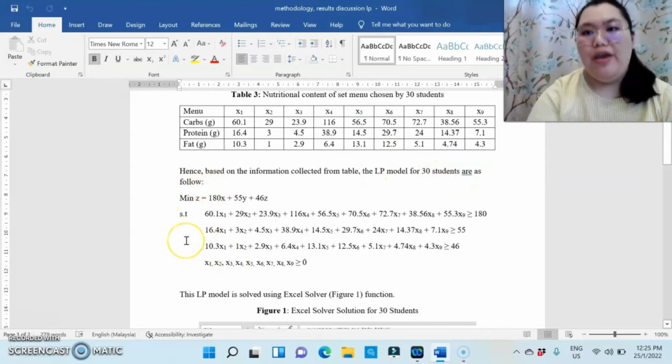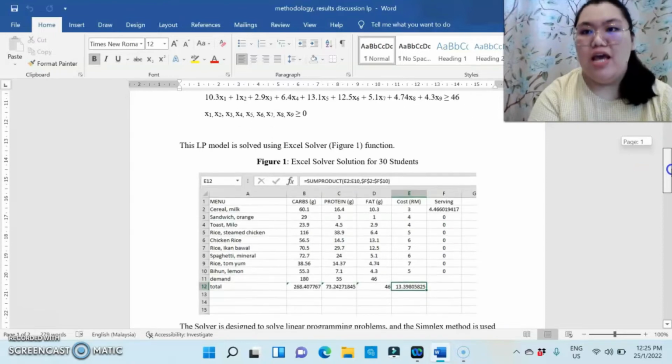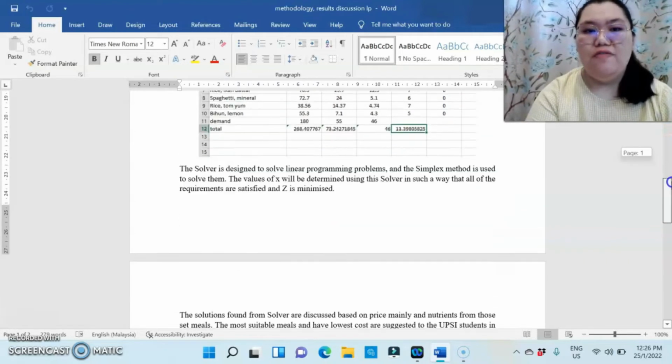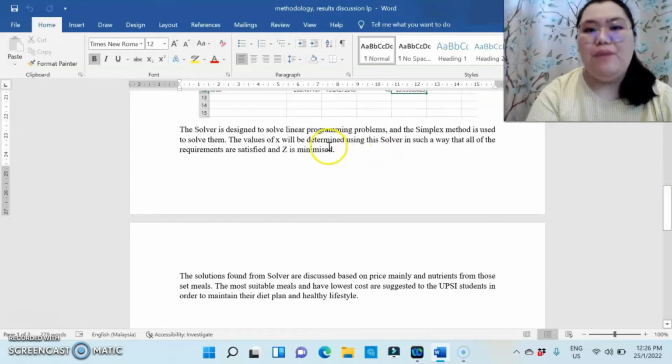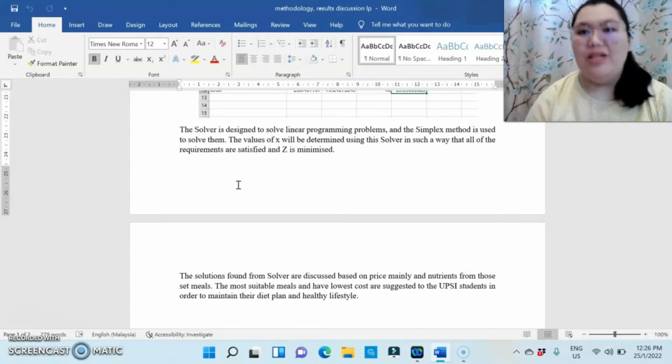This LP model, we have discussed in the earlier video. This LP model is solved using the Excel solver in figure 1. You can see in figure 1 the Excel solver solution for 30 students. The solver is designed to solve linear programming problems, and the simplex method is used to solve them. The value of x will be determined using this solver in such a way that all the requirements are satisfied and Z will be minimized.